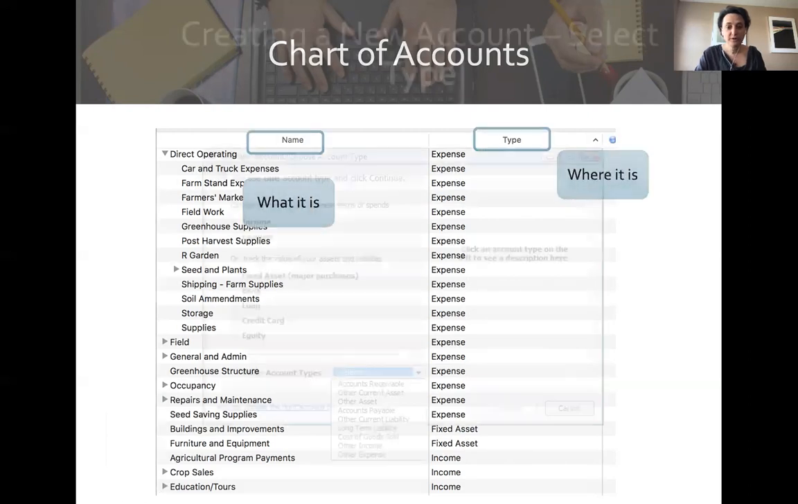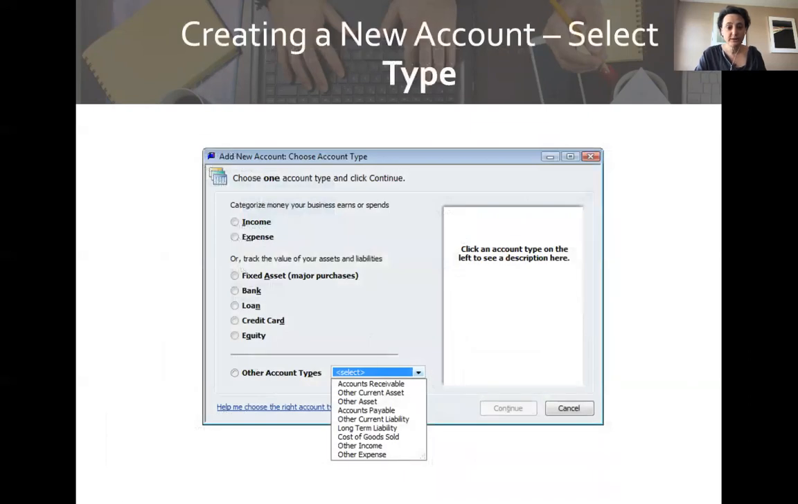So when you go to create a new account, QuickBooks may only show you a few accounts. So make sure that you look into other account types to see the full complement of account types. And this is especially important with other income and other expenses. We talked about this in the last section, that things like grants, we don't want to necessarily include in our primary income category. We want to make sure that they're other income. So make sure that when you select your account types that you look for all of the different options.